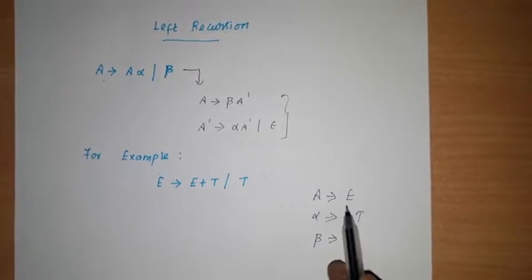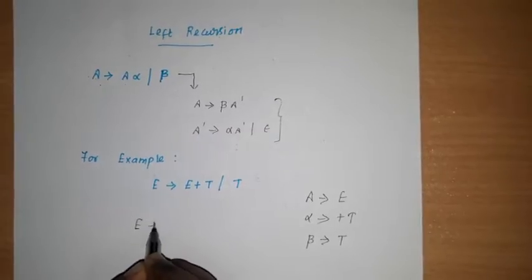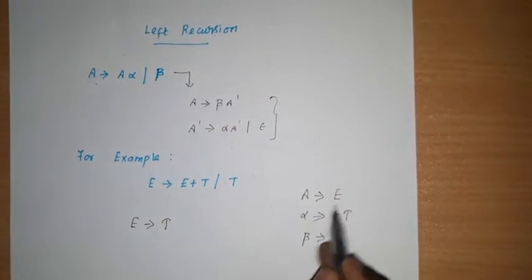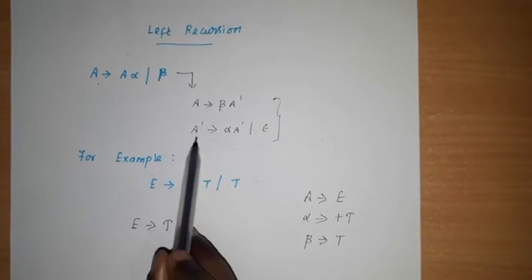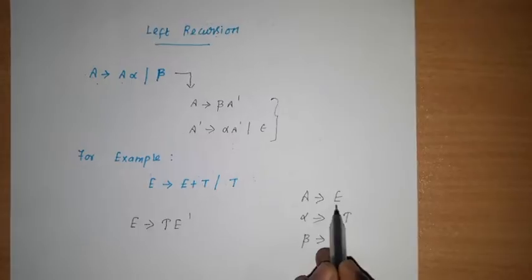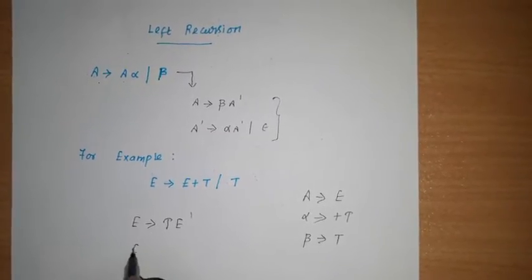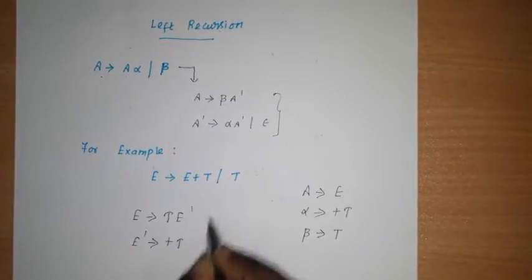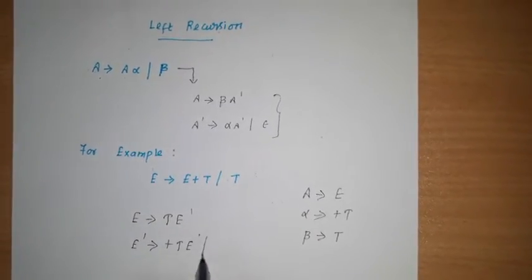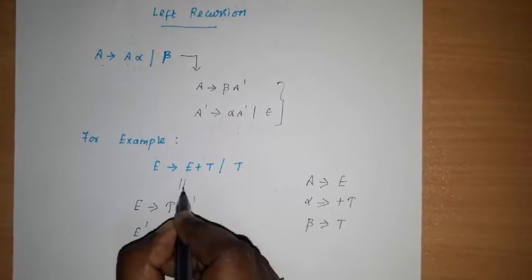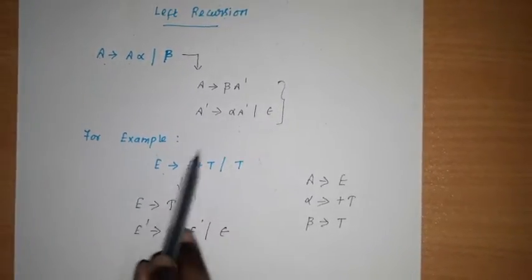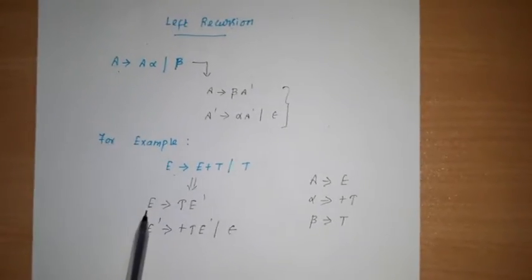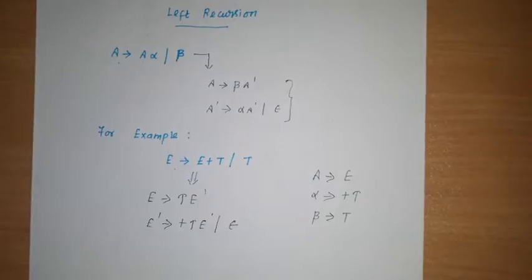A tends to beta A dash. Here A is E tends to beta is T, and A dash is nothing but the E dash. Then the second rule is A dash. A is nothing but E, so A dash is nothing but E dash. Then alpha is nothing but plus T. A dash is E dash slash epsilon. Here we have eliminated the left recursion form from the original form of the grammar. Here it doesn't contain the left recursion form.